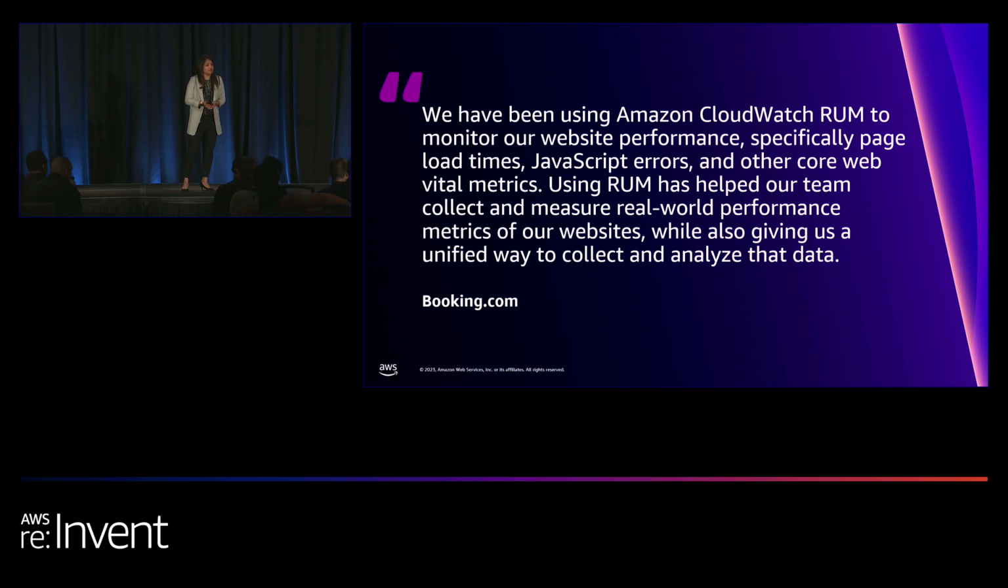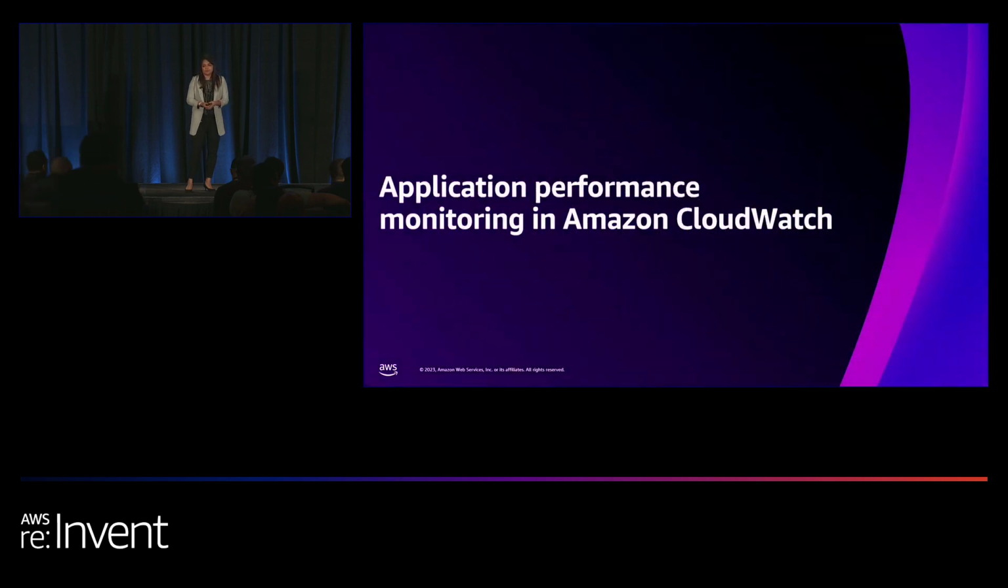Booking.com is one of the world's largest travel agency websites, and they have been using Amazon CloudWatch Real User Monitoring, RUM, to monitor their end users' core web vital metrics. And this is really important and one of the first leading indicators of how their applications are doing and react to issues very, very quickly.